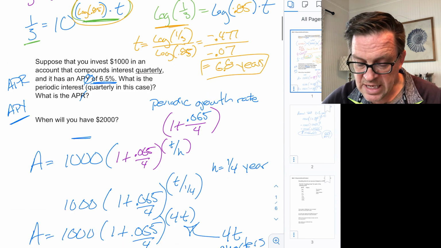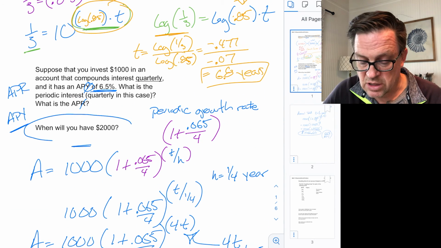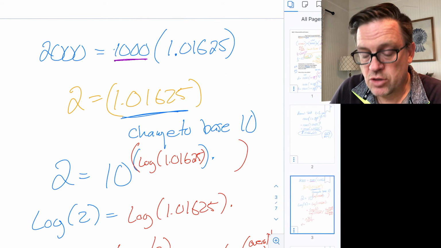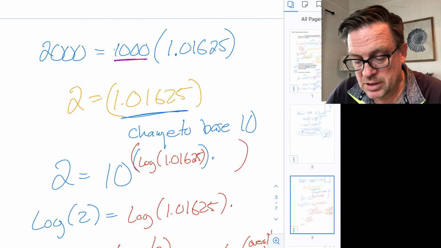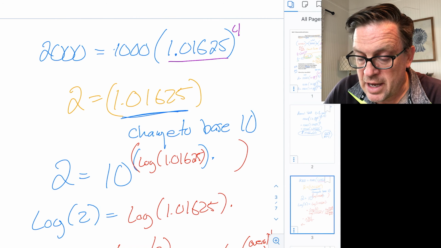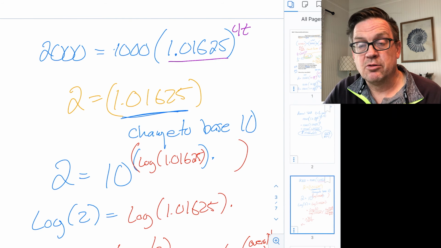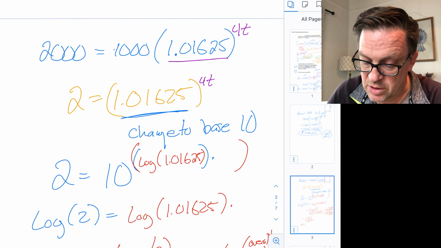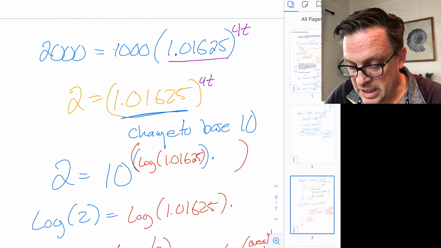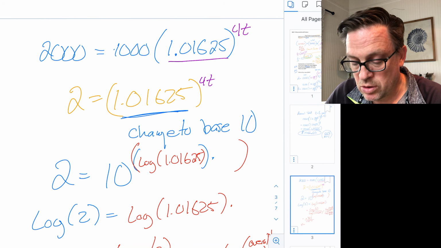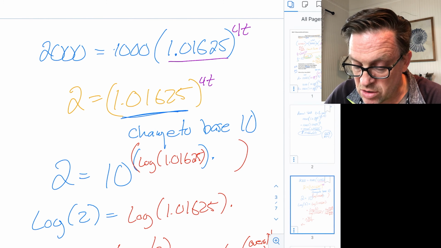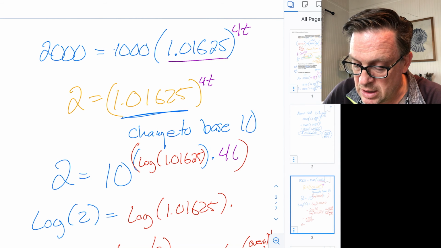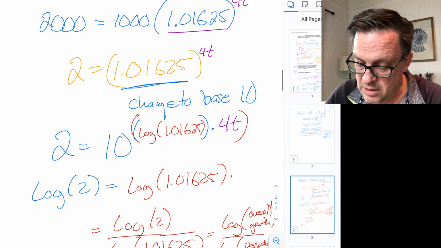So how do I calculate the last question? When will I have $2,000? When will I double? So how do we solve how long it's going to take for it to double from 1,000 to 2,000? If we're multiplying each time by this, we've got 4t as the number of times we multiply in t years. So we've got 4t as our exponent. And then the idea is we change the base from this ugly number 1.01625 to 10 to the log of 1.01625, because that's what the logarithm is defined to be. Then we still have this times 4t in the exponent.